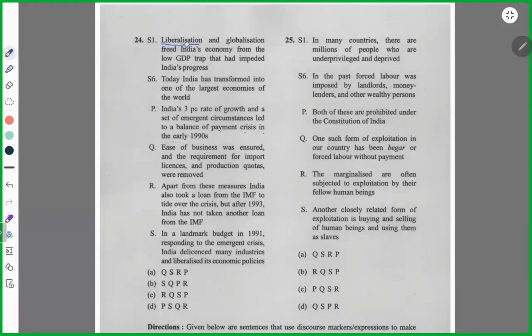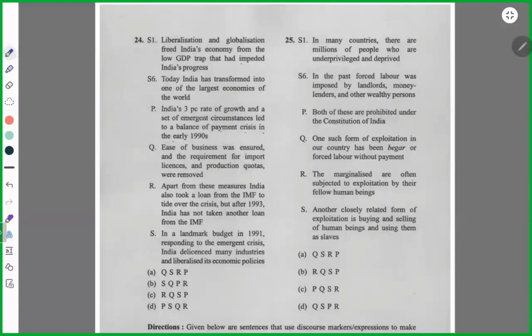This is something they have introduced. Liberalization, globalization freed India's economy from the low GDP trap that had impeded India's progress. Impeded means stopped, hindered, or hampered. So that is called impeded.